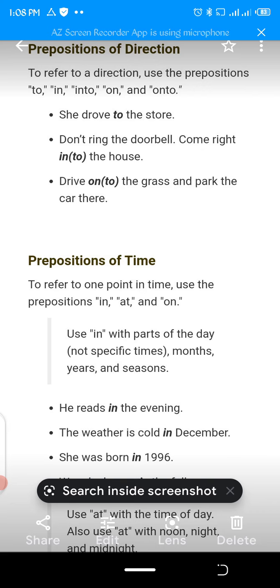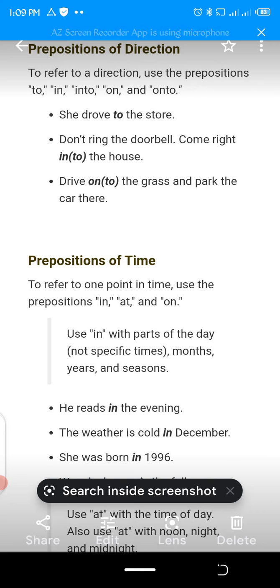We also have prepositions of time, which are used to refer to one point in time. We use prepositions like in, at, and on. We use in with parts of the day, not specific times, and with months, years, and seasons. For example, he reads in the evening. We can't say he reads in the year. No, it is wrong. We use it with parts of the day. He reads in the evening. He reads in the morning. He reads in the night. In there is an example of a preposition. What kind of preposition? Preposition of time.